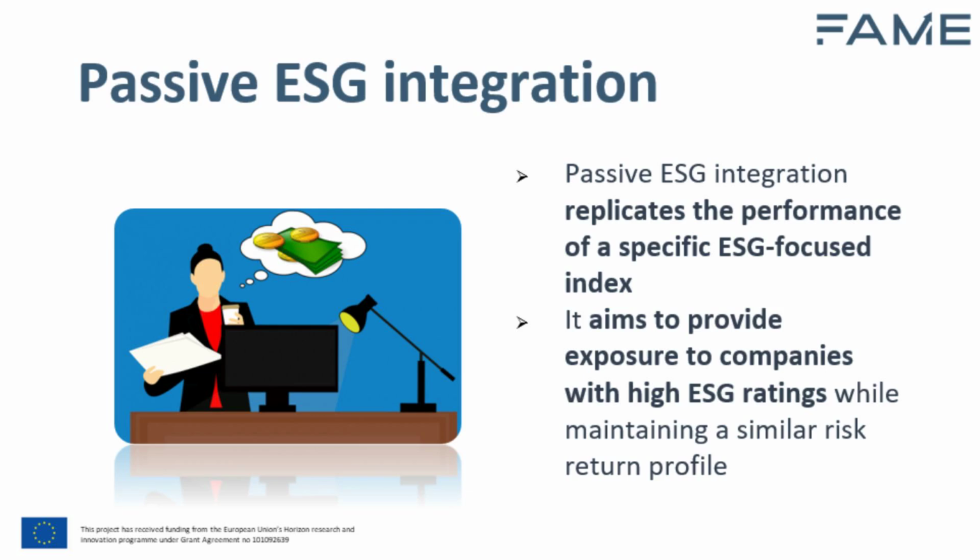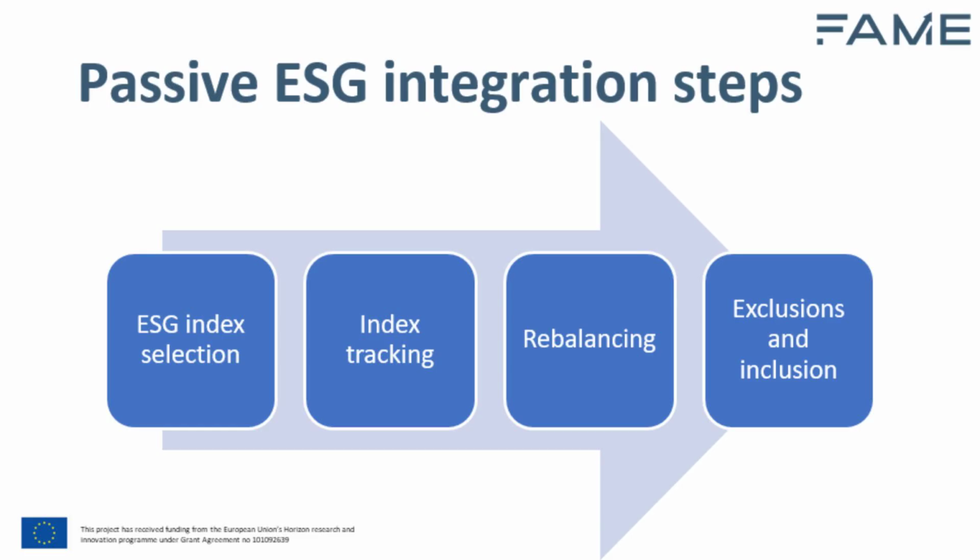Passive ESG integration, also known as ESG index investing or ESG indexing, involves replicating the performance of a specific ESG-focused index. It aims to provide exposure to companies with high ESG ratings while maintaining a similar risk-return profile to a traditional market index. Here's how passive ESG integration works.